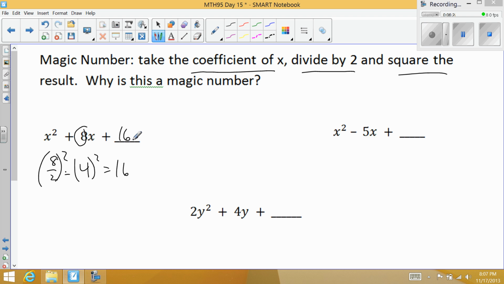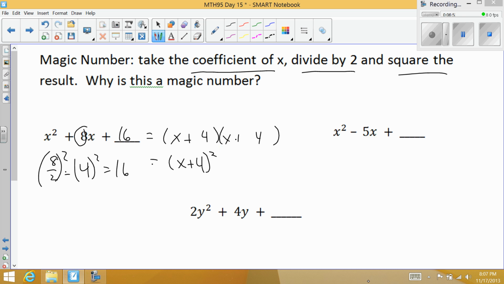Why is it a magic number? Because if I now factor the result, x squared factors to x times x, 16 factors to 4 times 4, and to get a plus 8x, I need a plus plus, so this is factored into a perfect square. So that one comes out nicely.